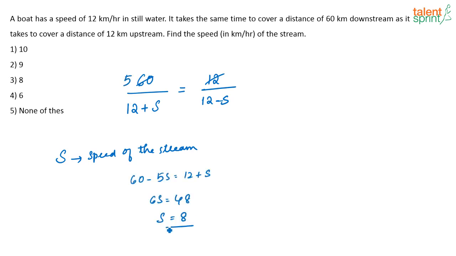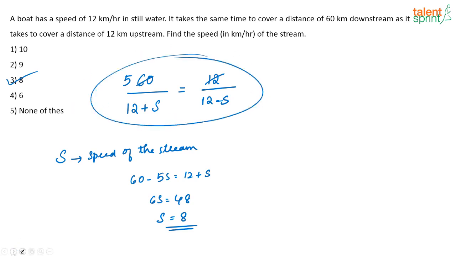Done. 8. 8 is your answer. Option 3, 8 kilometers per hour. Easy question, right? Just one line, one equation you have to write and solve.